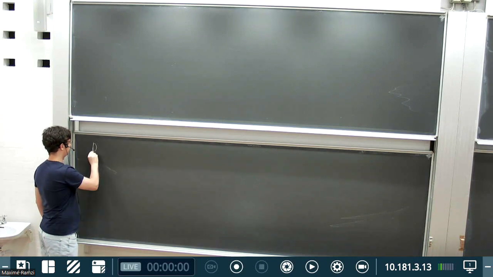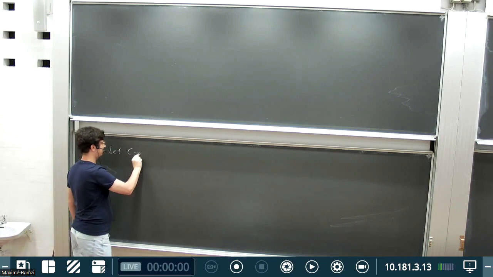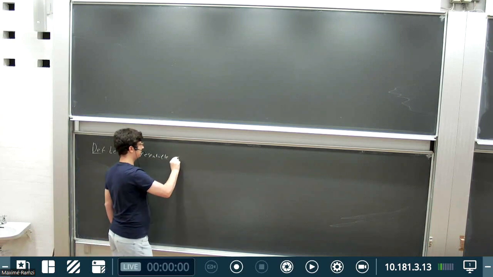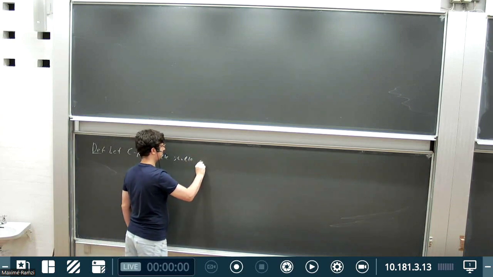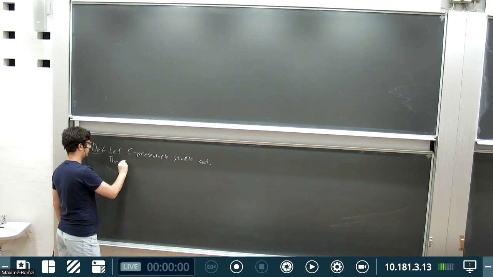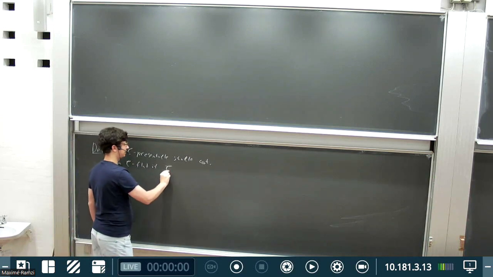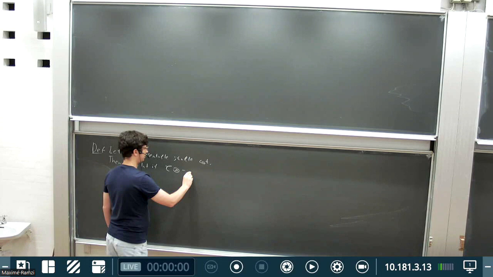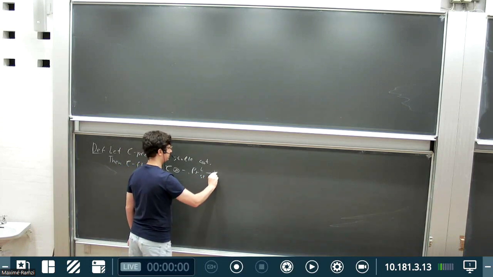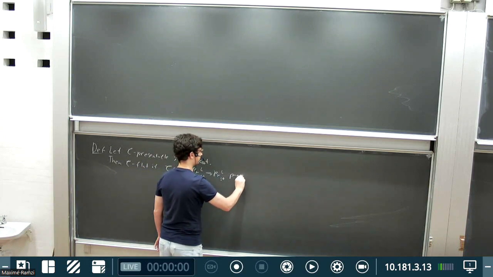Let's say definition. Let's see, the presentable stable category C, let's just call it flat if the tensor with C, consider the function from PR^L stable to PR^L stable, preserves fully faithful functors.